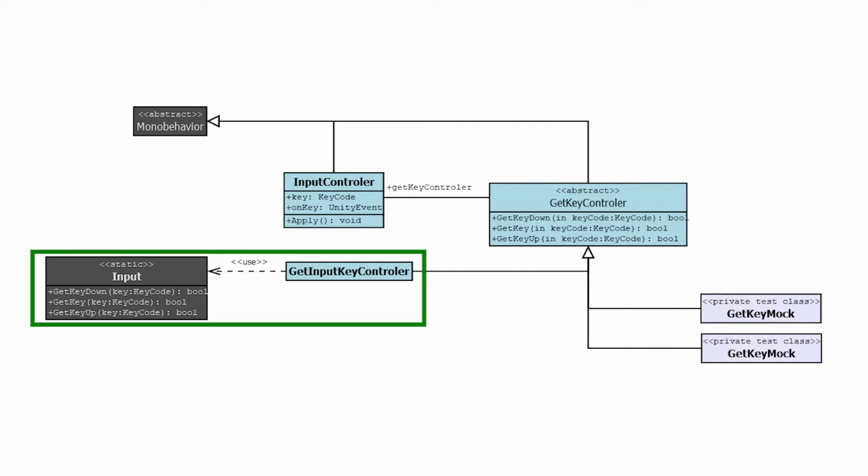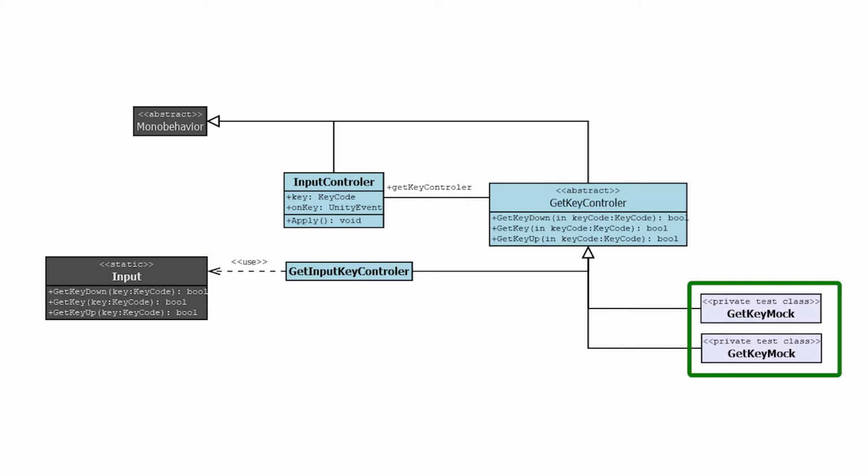One of those implementations will be the getInputKey controller. This one simply wraps the input getKey functions provided by Unity. getKeyMock are implementations we exclusively use in tests. They allow us to simulate key presses as we need them without relying on any external code.